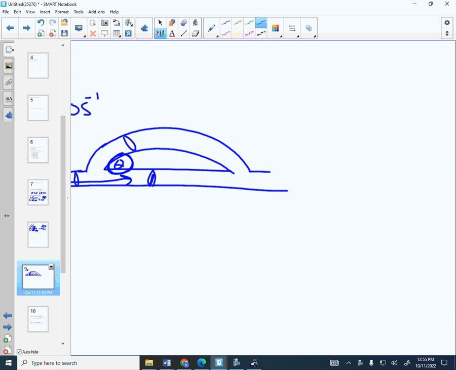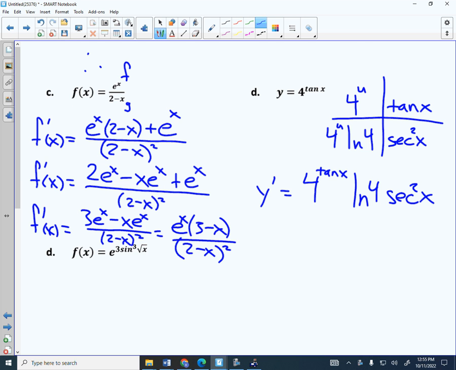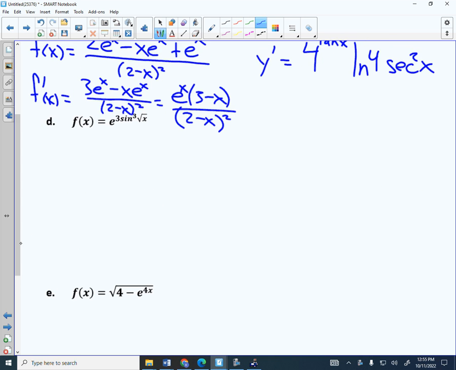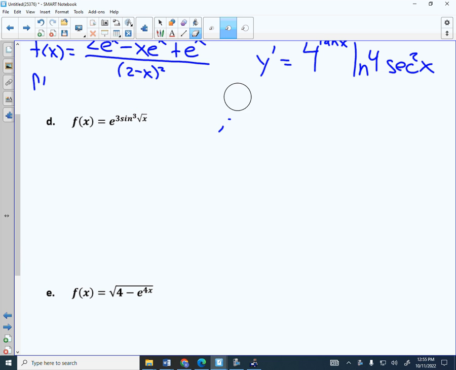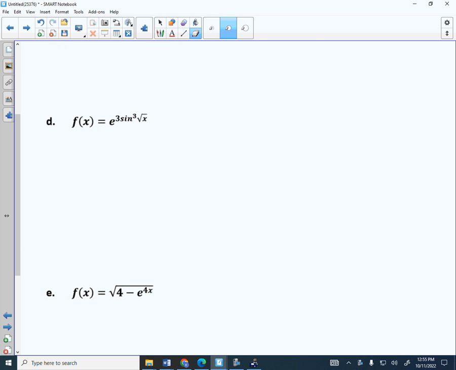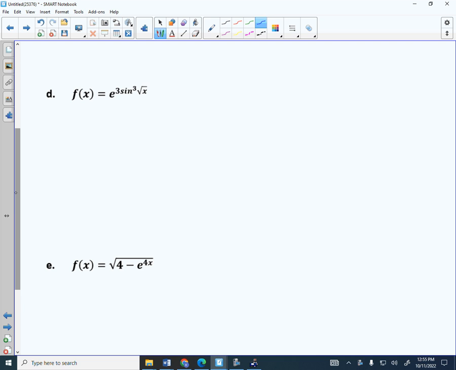So, okay, 3 more problems. How do you want to set this one up? Keep the u, and then on the inside there's 3 sine cubed of the root of x.